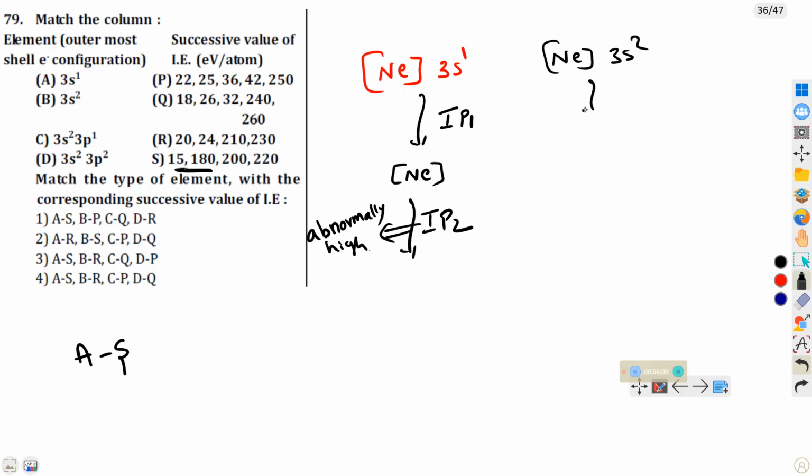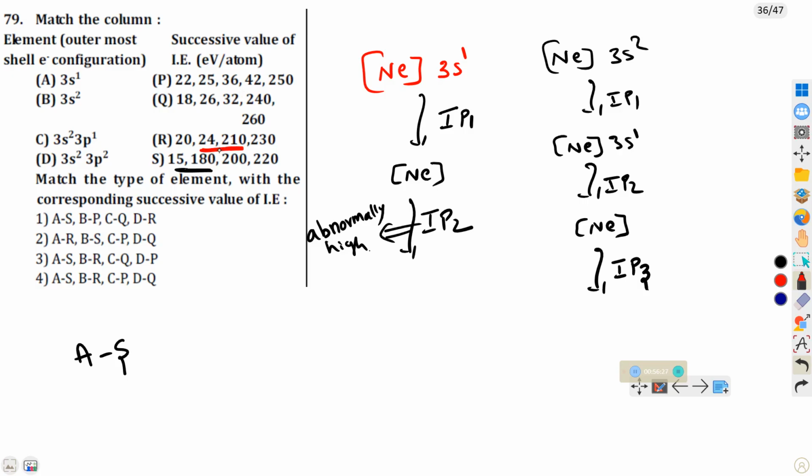B: neon 3s2. Apply IP1, remove one electron, then neon 3s1. Remove one more electron, then its configuration is neon. Now removal of third, IP3, from neon 3s1. IP3 value is abnormally high. Here I2 to I3 is abnormally high.